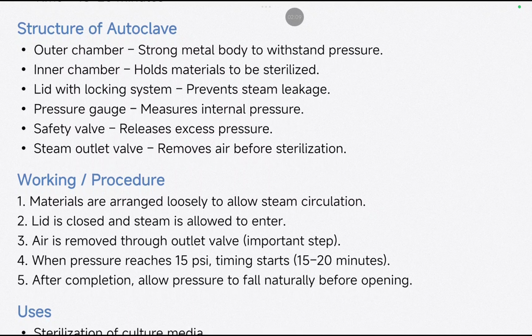What is the structure of autoclave? Only write the structure if it comes as a LAQ. It consists of an outer chamber which has a strong metal body to withstand pressure. It has an inner chamber which holds material to be sterilized. There is a lid with locking system which prevents steam leakage. There is a pressure gauge which measures internal pressure. Along with the pressure gauge, there is a safety valve which relieves excess pressure. Otherwise, what will happen? Autoclave will burst. Also, there is a steam outlet valve which removes air before sterilization.